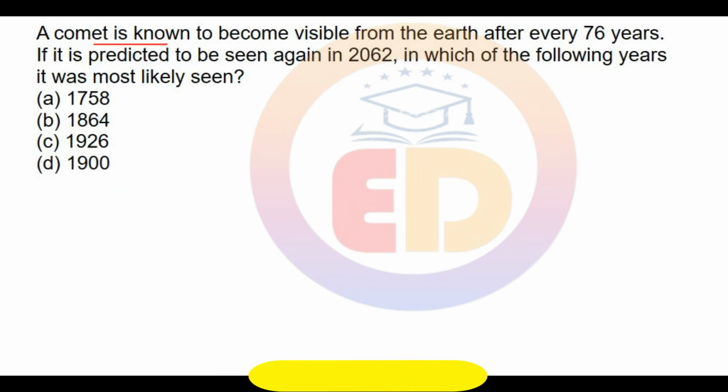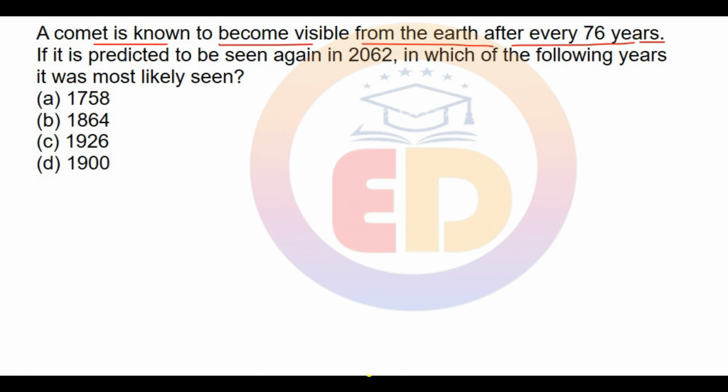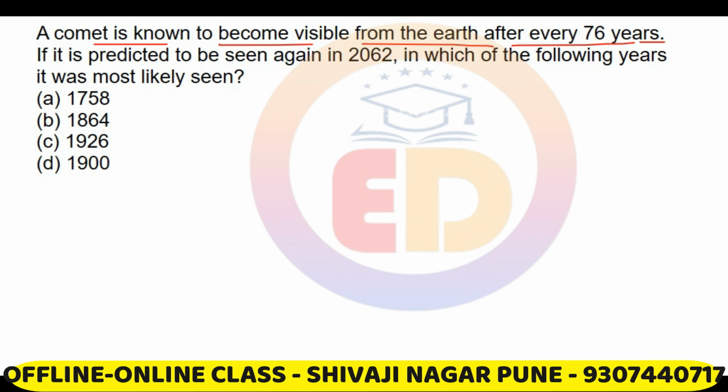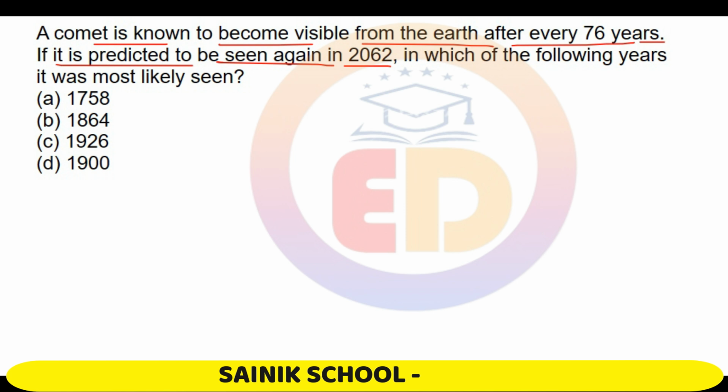A comet is known to become visible from the Earth after every 76 years. If it is predicted to be seen again in 2062, in which of the following years it was most likely seen?